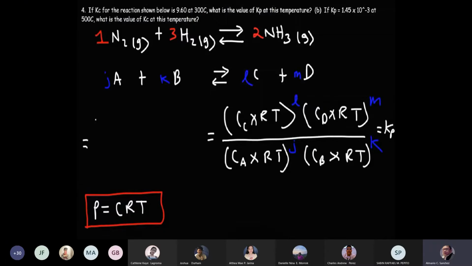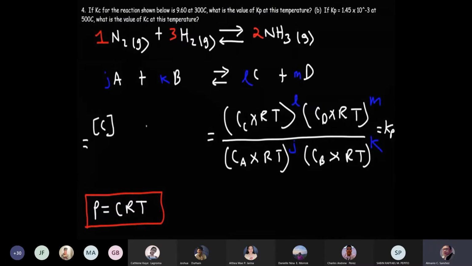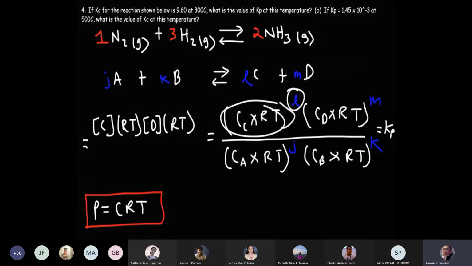So this is going to be the concentration of C times RT, and this is going to be the concentration of D times RT. Now keep in mind, this is raised to the L. So this is the concentration of C raised to the L and RT raised to the L. And then this is the concentration of D raised to the M times RT raised to the M. You have to distribute the M to both D and RT.